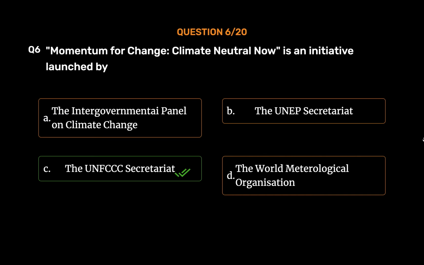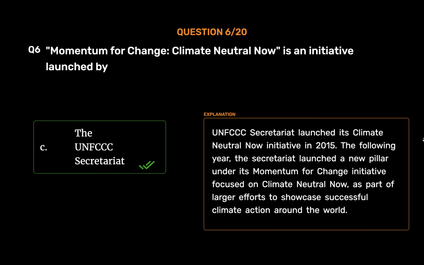The UNFCCC Secretariat launched its Climate Neutral Now initiative in 2015. The following year, the Secretariat launched a new pillar under its Momentum for Change initiative focused on climate neutral now, as part of larger efforts to showcase successful climate action around the world.